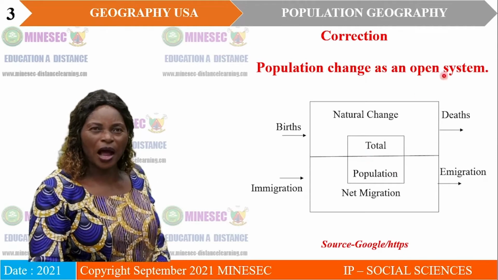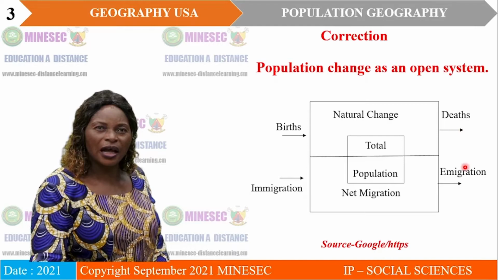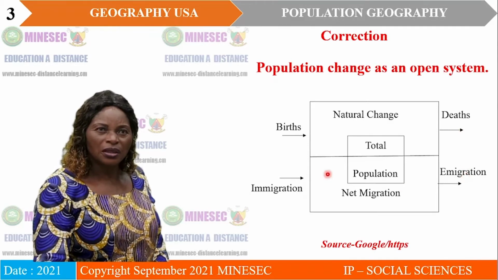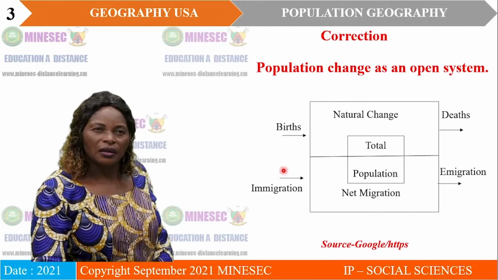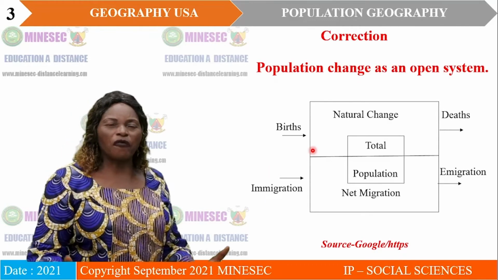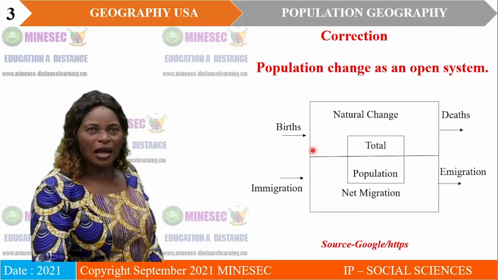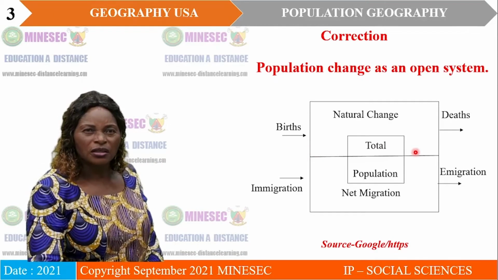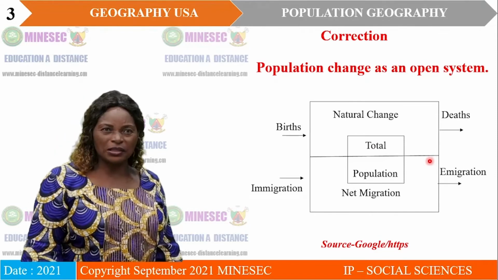On the other hand, we have outputs. We've already mentioned them, deaths and emigration. Births and immigration will give us the number of people that enter into a community, and deaths and emigration, the number of people who go out of the community.